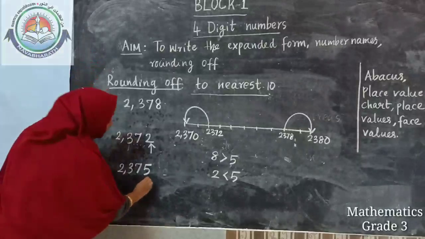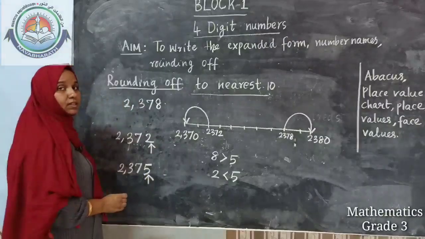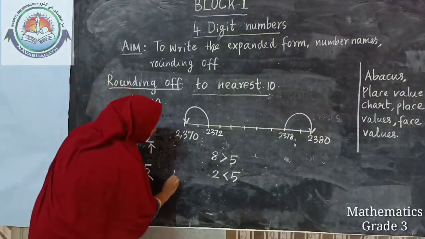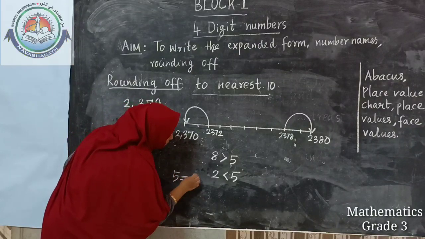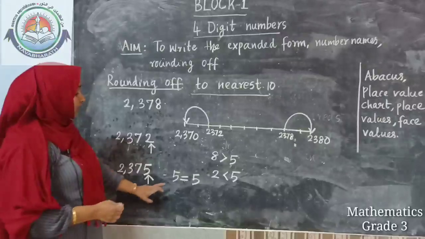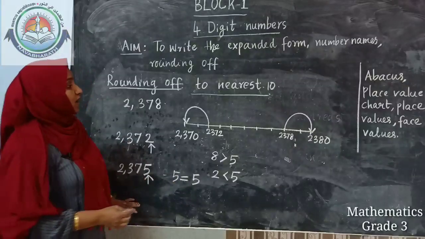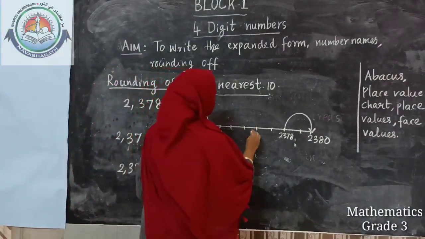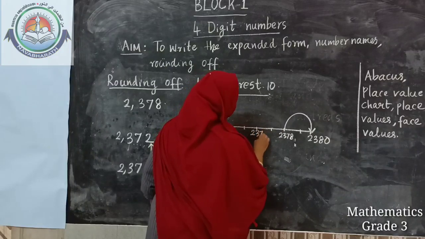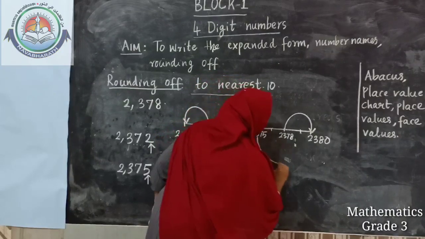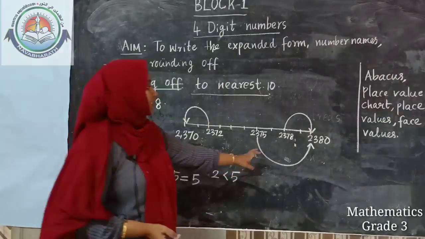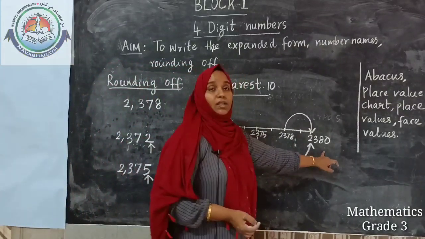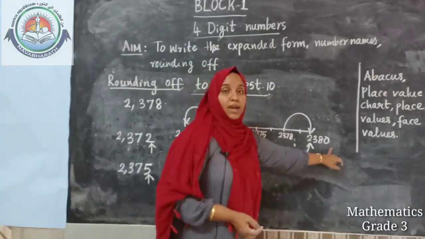Another number we can consider. Here, at ones place, it is 5. 5 is not less than 5 and not greater than 5. It is equal to 5. If the number is equal to 5, it will round off to the next higher 10. That is, rounding off this, we get 2380.